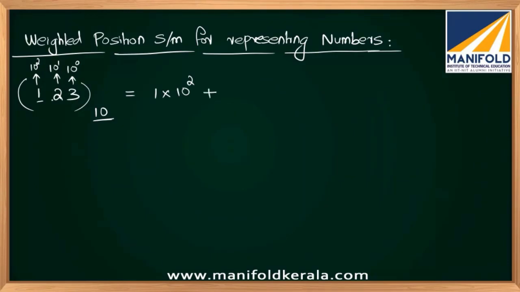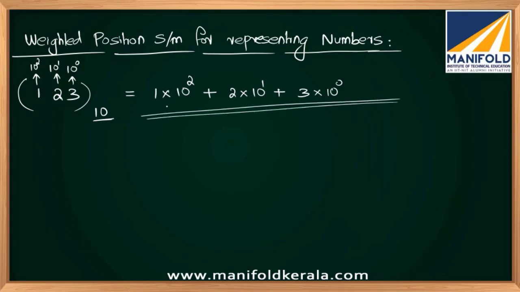Plus, this two is sitting in which position? The 2 is sitting in the position of 10 raised to 1. So this 2 will be multiplied by 10 raised to 1. And 3 is sitting in the units place. That means the weight of that particular position is 10 raised to 0. So you will have 3 into 10 raised to 0. In fact, this is the meaning of 123. You can add, this is nothing but 100 plus 20 plus 3, and that is actually your number 123, right? This is for the base 10 number system.